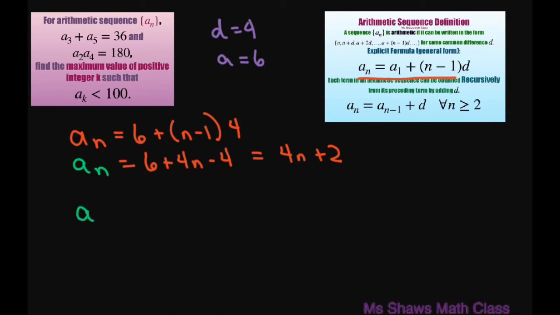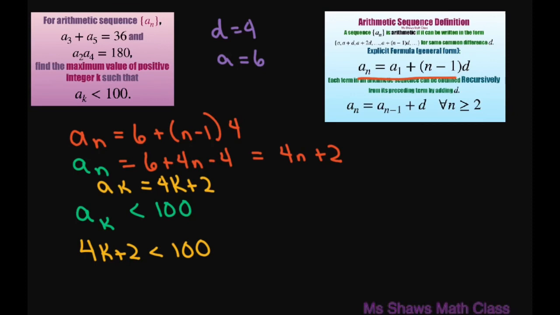Now we're looking for the kth term that has to be less than 100. So basically, our kth term would equal 4k plus 2. So 4k plus 2 has to be less than 100. So 4k is less than 98. So k has to be less than 98 divided by 4, and that equals 24 and 1/2.